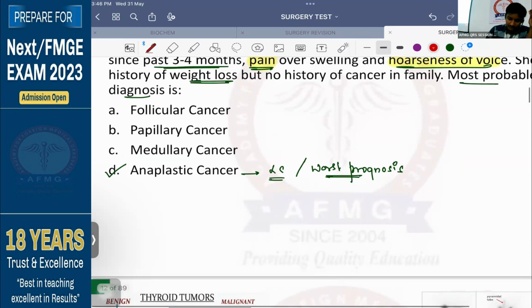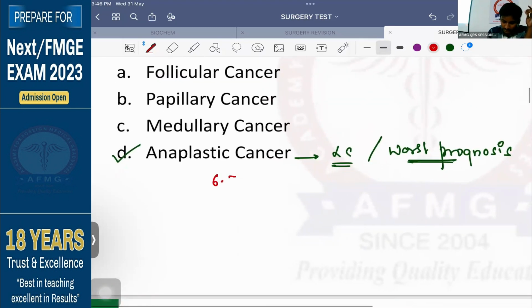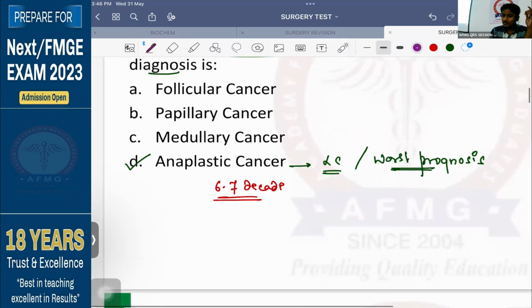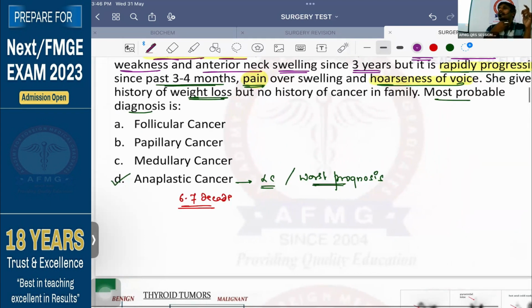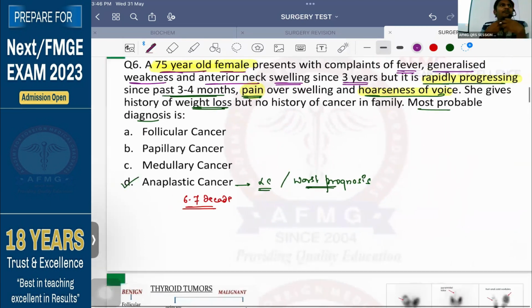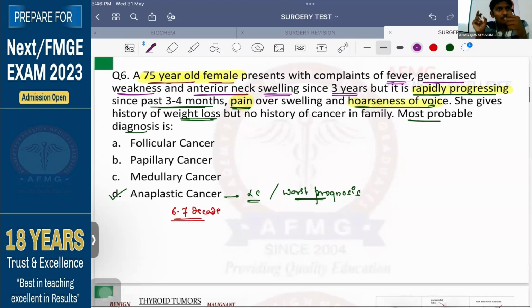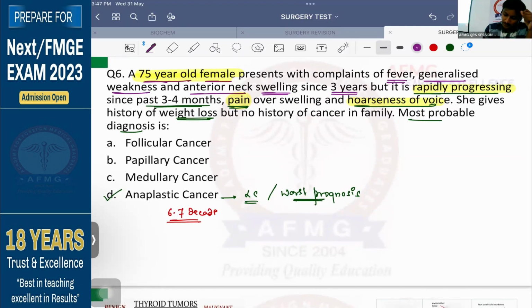Usually anaplastic cancer, we know it is more common in the 6th to 7th decade of life. Here also the most common symptom, like any other thyroid cancer, will be a neck swelling in the patient, usually a midline neck swelling. But what will be the other features? The patient will have rapidly progressive neck swelling. Other thyroid cancers are usually slow growing, but anaplastic is rapidly growing.